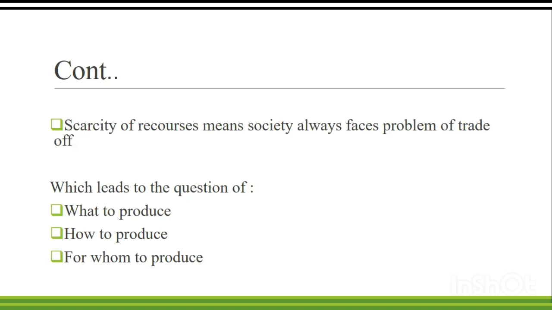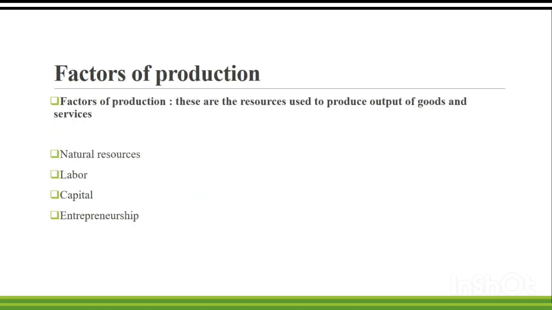As a matter of fact, we are facing the problem of a society where a small percentage of the elite is controlling the major chunk of our resources. So we have to make sure that resources are divided equitably. When we talk about the production process, we come to the point of factors of production. And what are factors of production? These are resources to produce output of goods and services.